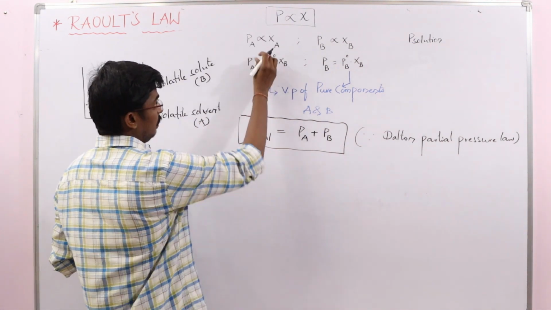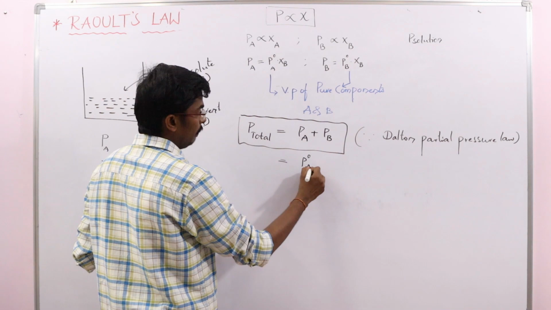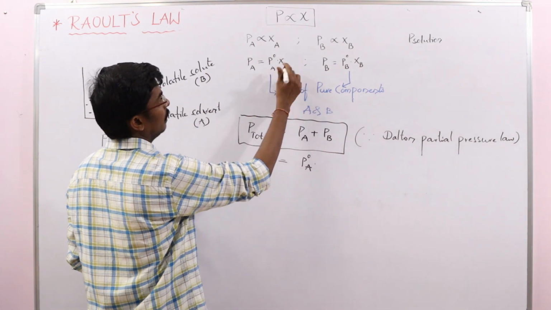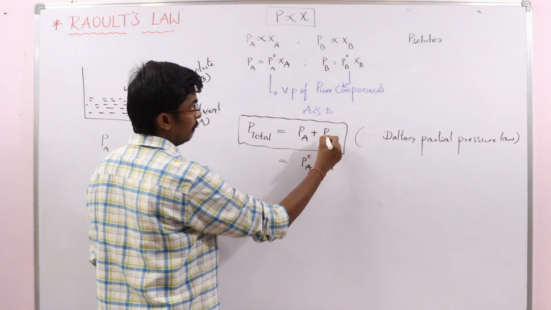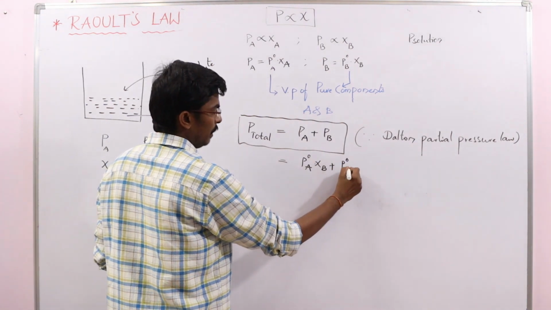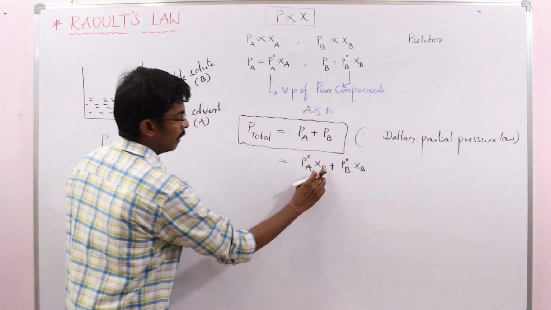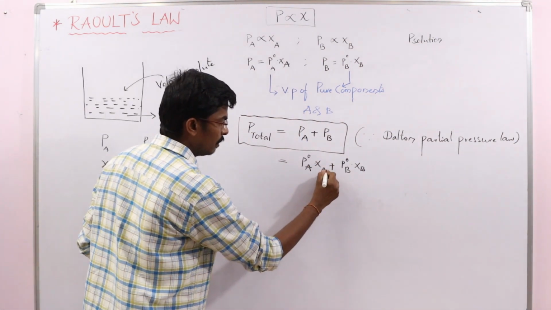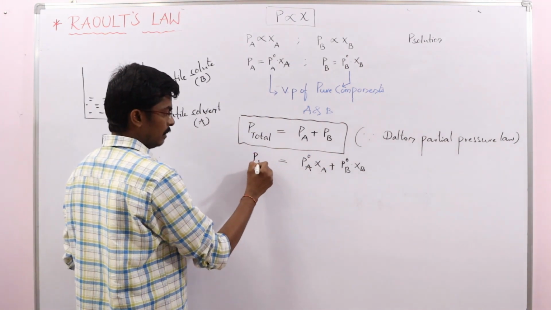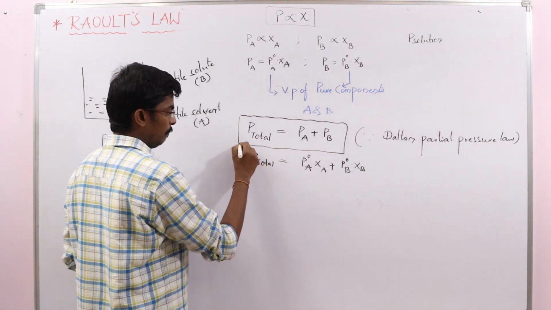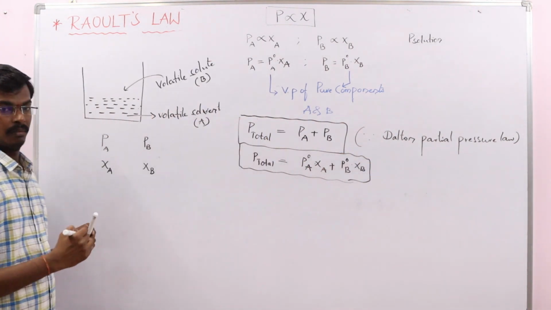What is PA here? PA is equal to P naught A XA. Sorry, here it is XA. So P naught A XA, and PB is equal to P naught B XB. So P total is equal to P naught A XA plus P naught B XB. So this is one of the relations.